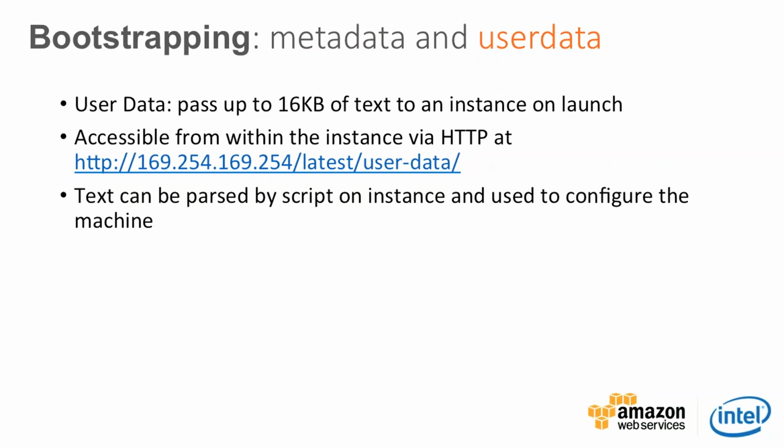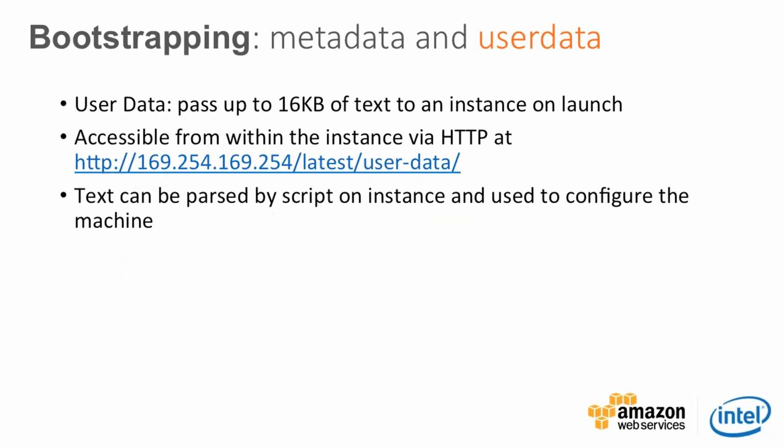Typically what people do is they pass a bunch of environment variables, like, for example, server role equal to web server. And when the instance launches, they do an HTTP GET of the user data, parse the server role, figure out that it's a web server and install Apache on it. Or if it's an app server, install Tomcat on it. Things like that. We'll see a couple of examples down the line.